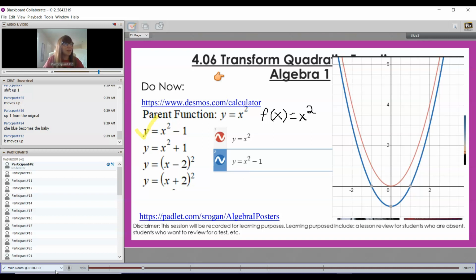It's going to go up 1. Yes, Brady, you got it, Brooklyn. Yes, Cassidy. Good, Caleb. Yep, Christian, that vertical shift. Good. Up 1, Jordan says. And Melody, yes, Ansley, it's going to move up.